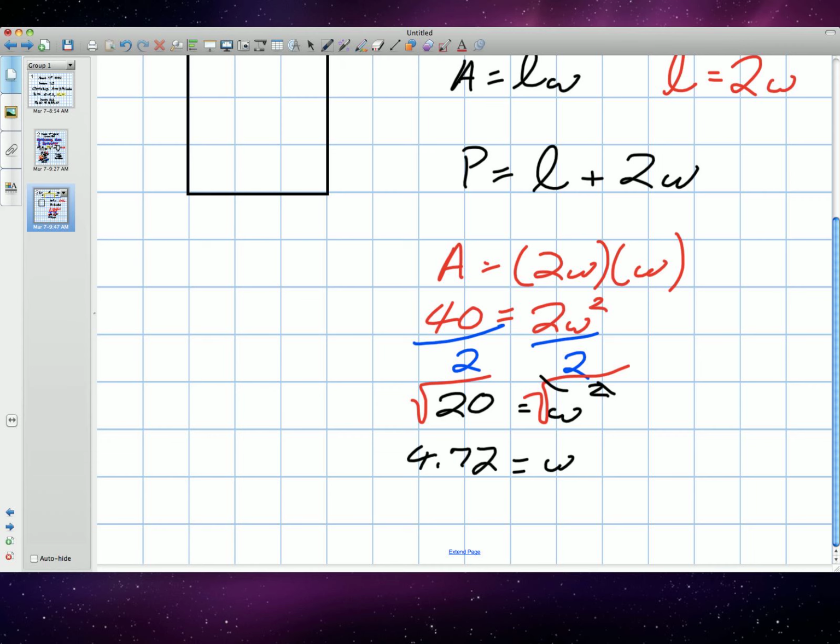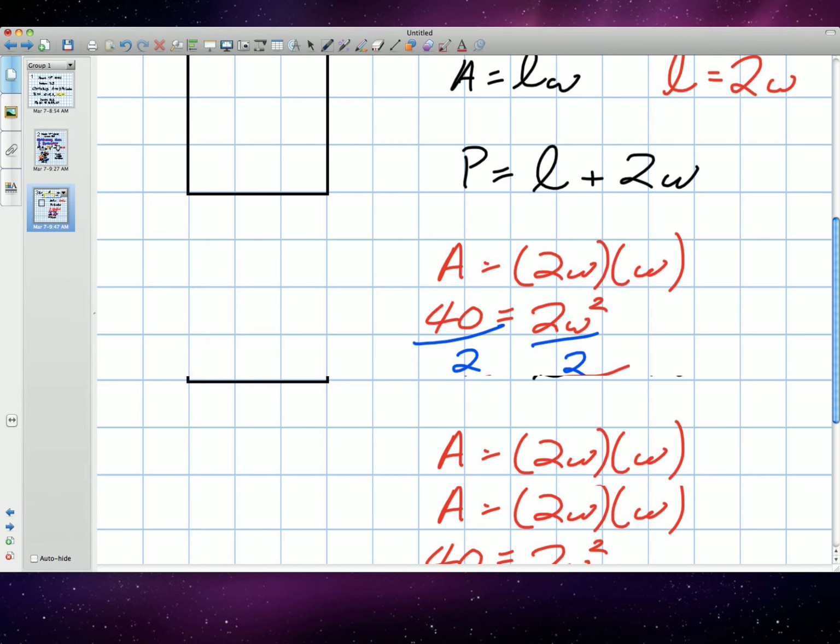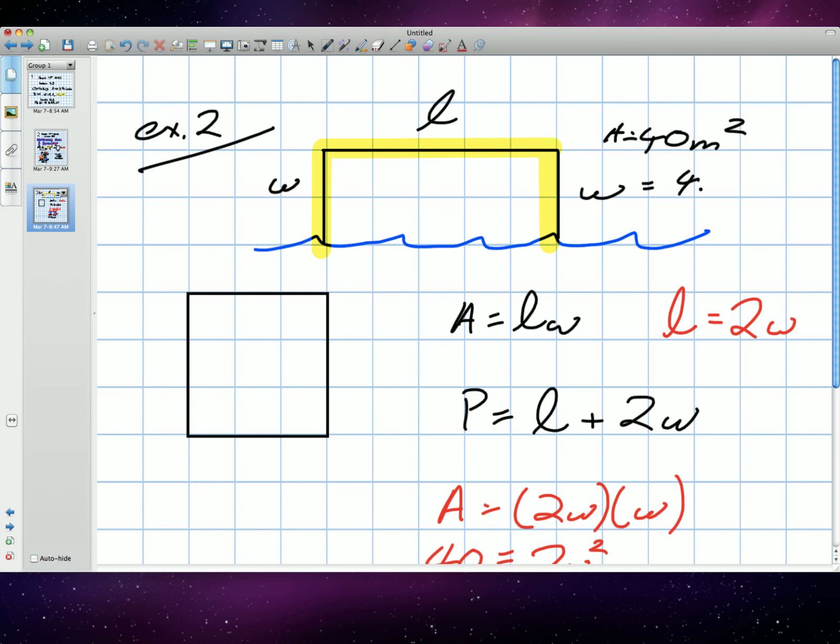So with that information, we go way back up here. If our width is 4.72, and we had this formula here, how do I find what my length will be? Multiply that by 2. What is our length going to be in this case? 9.44. And we're going to test these numbers to see if their area is roughly 40. So in other words, I have to take 9.44 times 4.72.